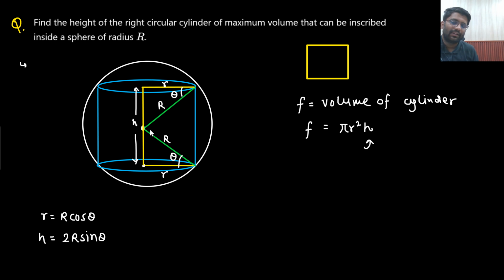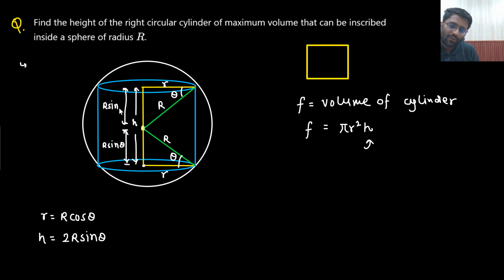How did I write it down? Sir, if this value is R, then this is R cos theta. And how much will be this value? Sir, this value will be nothing but R sin theta. Similarly, on the upper side as well, this value will be nothing but R sin theta.